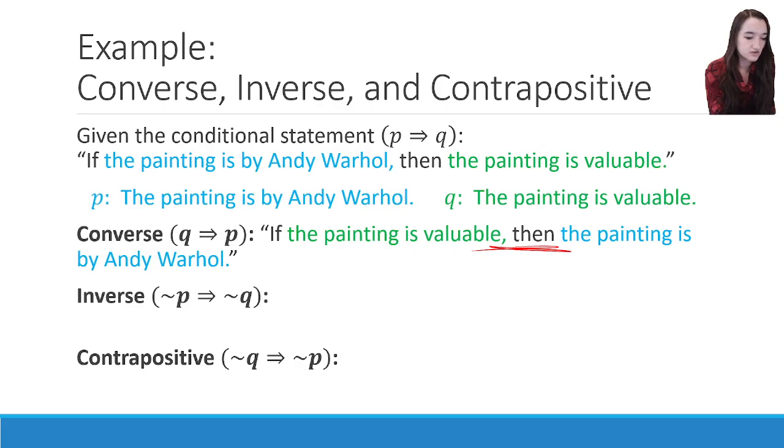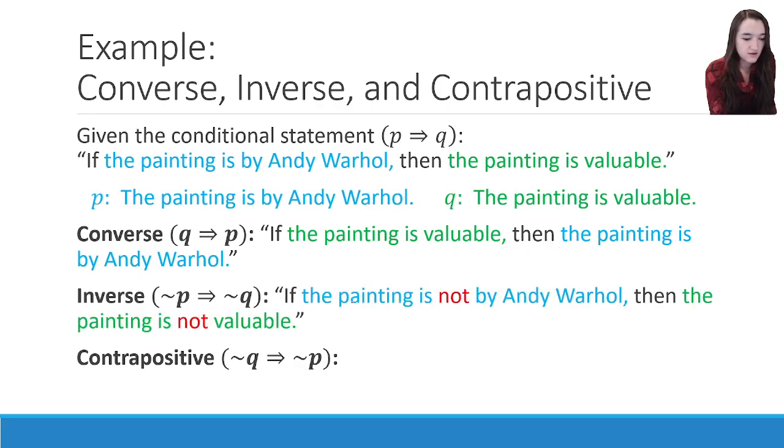Next, the inverse, we're negating both but keeping the order. So this will be, if the painting is not by Andy Warhol, then the painting is not valuable. Once again, what if it's just by some other famous artist? If it's a Picasso, it's not by Andy Warhol, but it's probably gonna be valuable, right? So this doesn't make sense to mean the same thing as the original conditional.